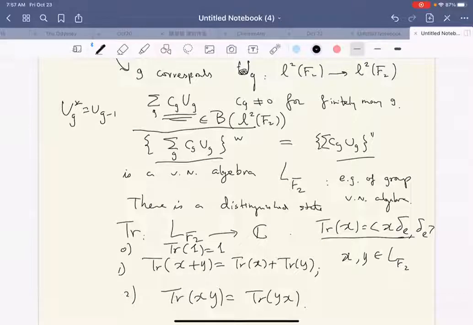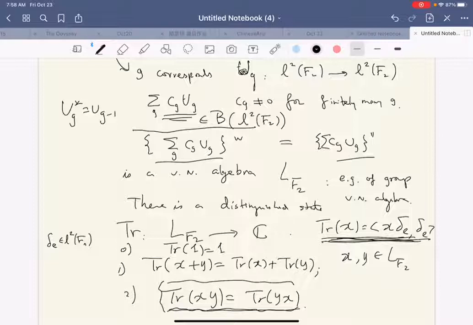So what is delta_e? Delta_e is an element in L2, in this Hilbert space. It just assigns 1 to the identity element and 0 elsewhere. It's a fun exercise to verify the tracial property. If you define the trace like this, just check on the elements here, and you find that the trace of xy is the same as the trace of yx. So this is a distinguished property.